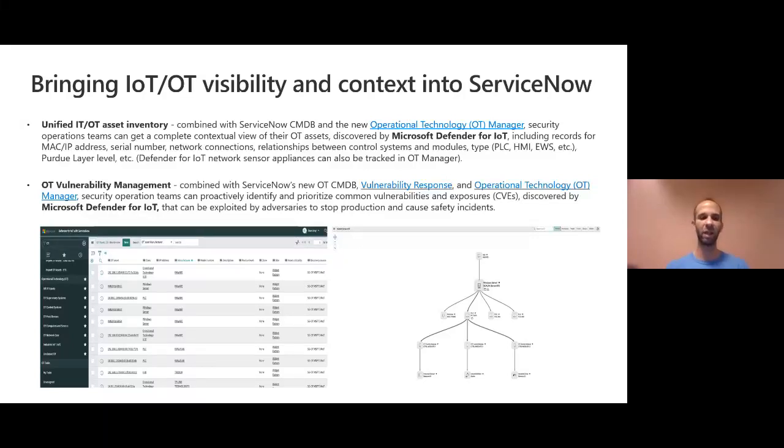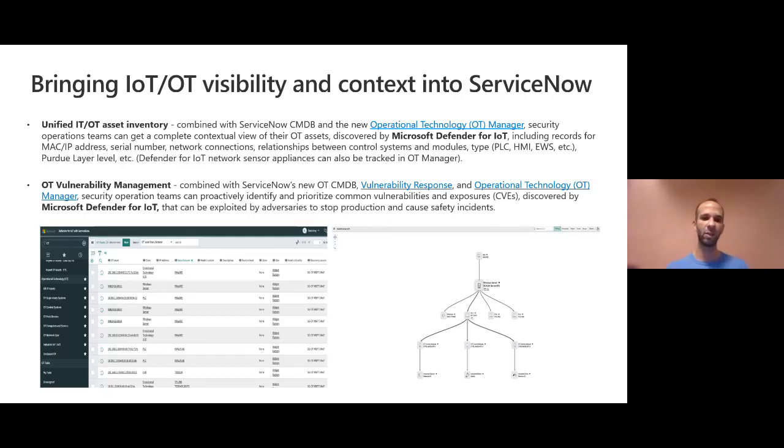That means that you have unique fields like the Purdue layer or the specific OT type in order to understand what devices you have in your organization. And even if you're an OT manager, for example, you can understand much more easily what devices you have and whether they are at risk or not.